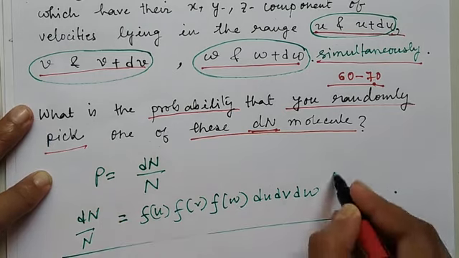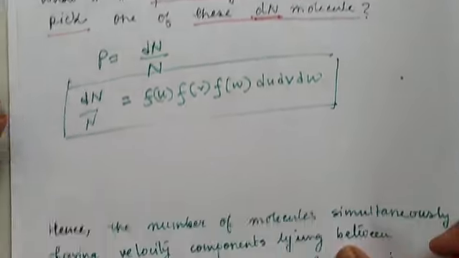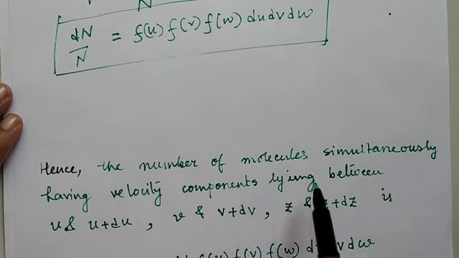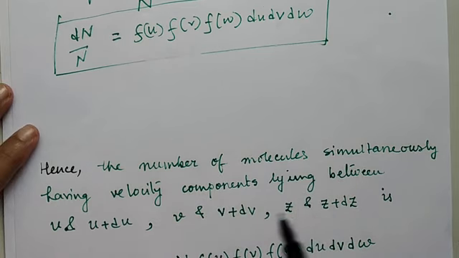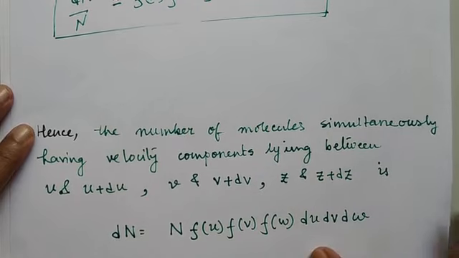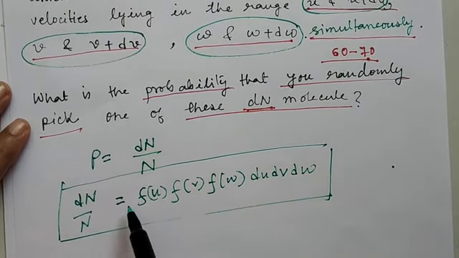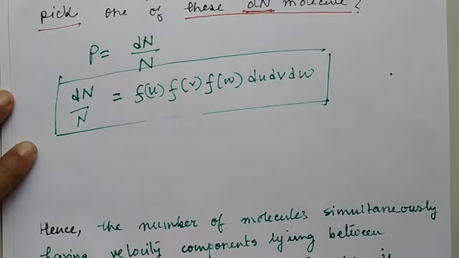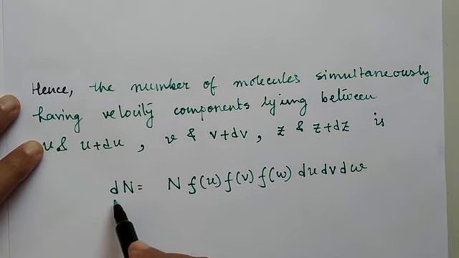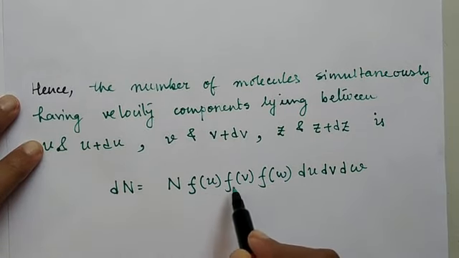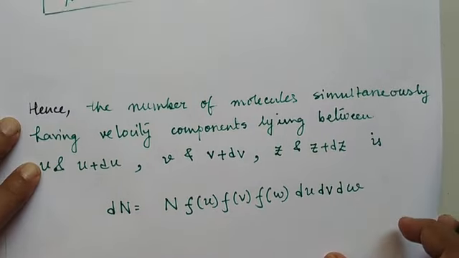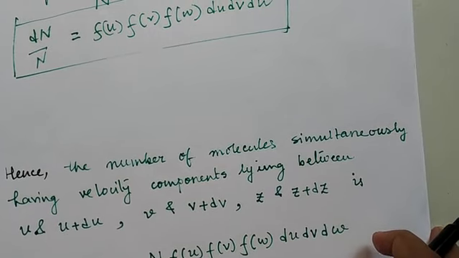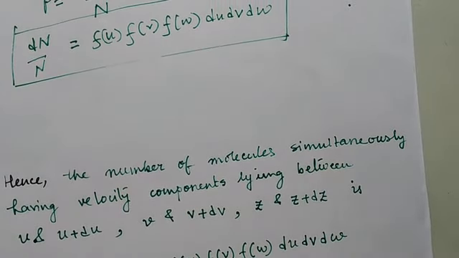Okay, so hence the number of molecules simultaneously having velocity components lying between u and u plus du, v and v plus dv, and w and w plus dw is dn by n into f(u) f(v) f(w) du dv dw. So from this equation, in the next step we can write dn is n into f(u) f(v) f(w) du dv dw. Okay.